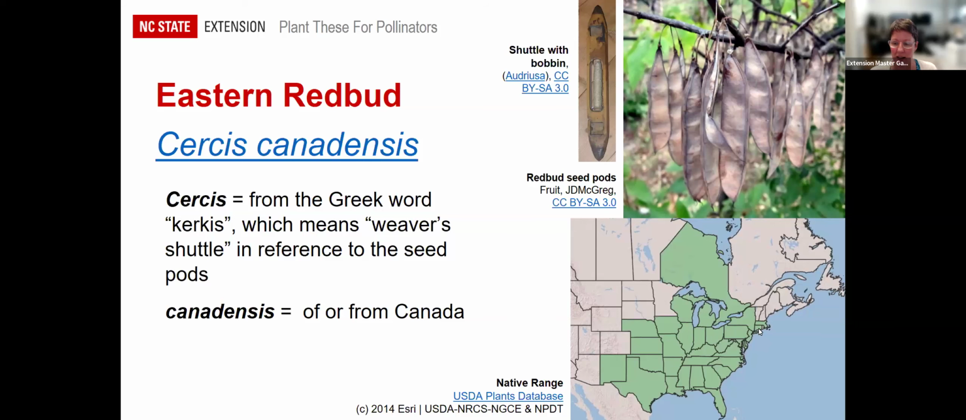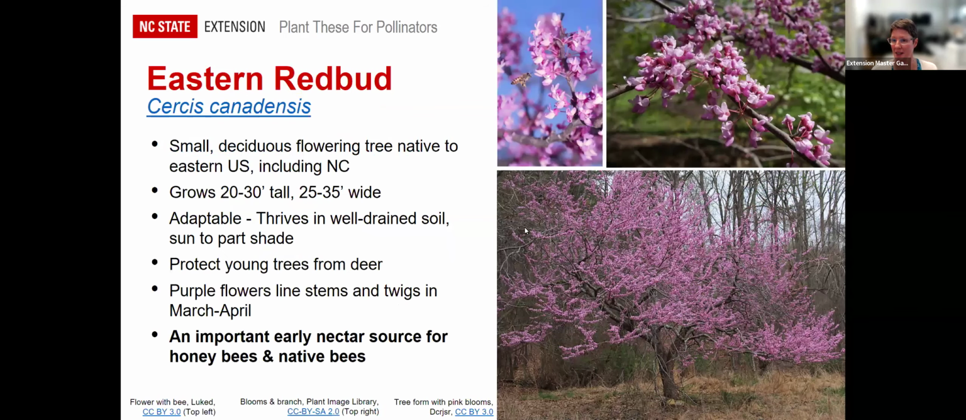So it does occur in Canada as well as all throughout the southeast, and most of the eastern United States and North Carolina. So this is the reason we typically are growing Eastern Redbud. It's the common name for Cercis canadensis, for these beautiful purple to lavender flowers that emerge early in the spring, one of our first woody plants to bloom.